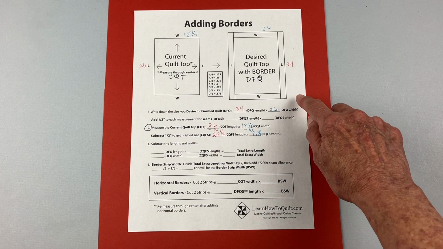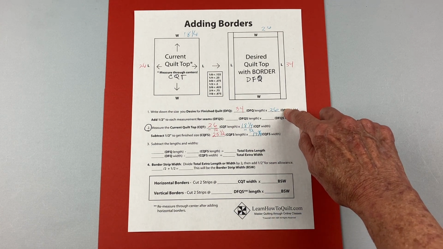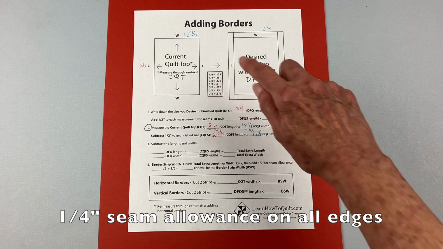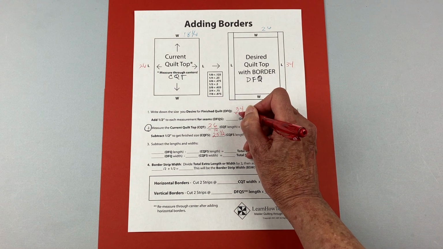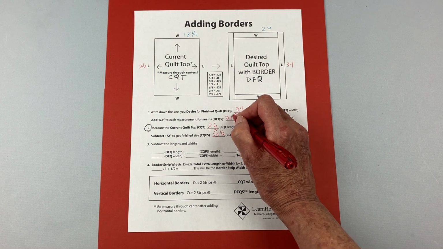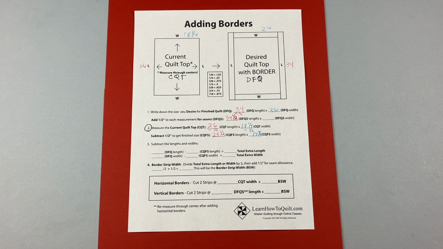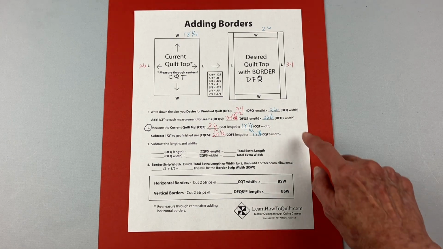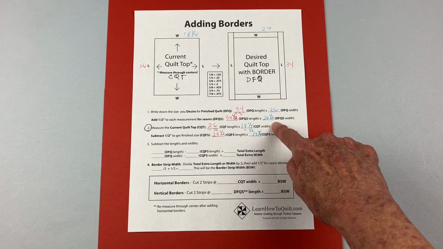In order to do the calculations for these borders, you'll need both the unfinished size and the finished size. So we've got the finished size here, but we're going to have to add seams. That's 1/4 inch here and 1/4 inch over there. So 1/4 and 1/4 make 1/2. So if I add 1/2 inch to 34, I'm going to get 34½ inches. And if I add 1/2 inch to 26, I'm going to get 26½ inches. So the unfinished size of this quilt top is going to be 34½ by 26½ inches.